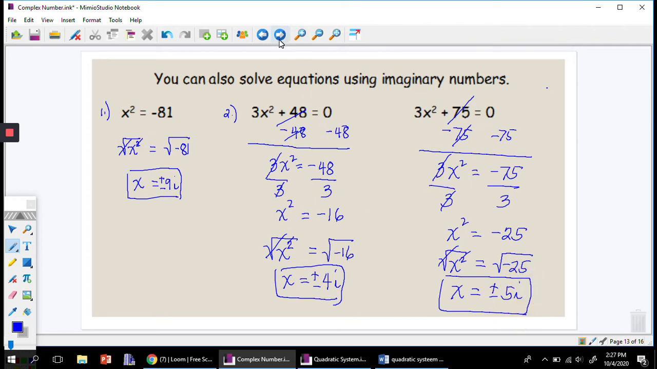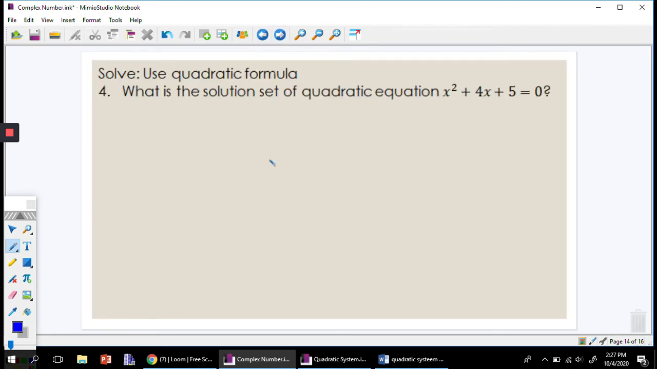Okay, so aside from finding the square root, you can also solve quadratic equations by using the quadratic formula. So let's have this example. What is the solution set of the quadratic equation x squared plus 4x plus 5 equals 0? Okay, we can solve this by using the quadratic formula. Okay, remember the quadratic formula is x is equal to negative b plus minus the square root of b squared minus 4ac all over 2a, right?